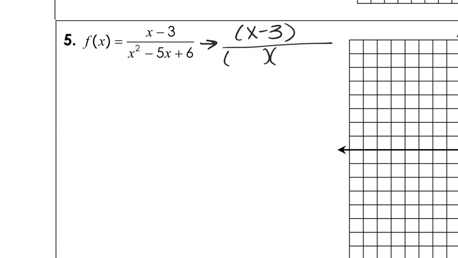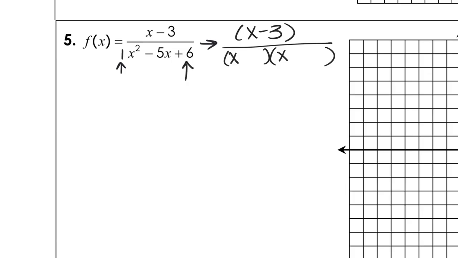Now, in the denominator, I do have an x squared, which means I'm going to end up with 2 sets of parentheses because I have an exponent of 2. I look at what's going on here, and then I work backwards. I do have a leading coefficient of 1, and so the only way to get 1x squared is to have 1x times 1x. That gives me 1x squared.